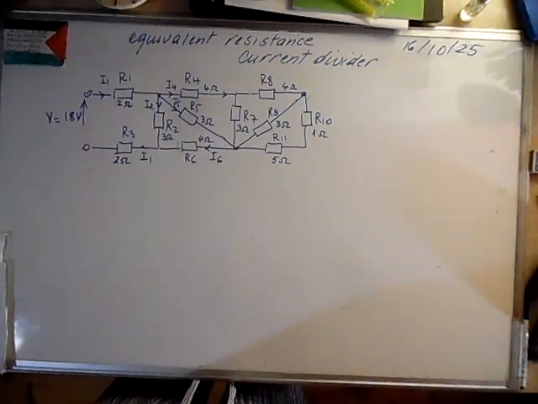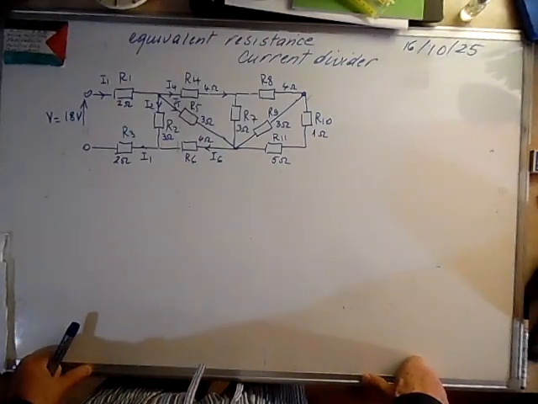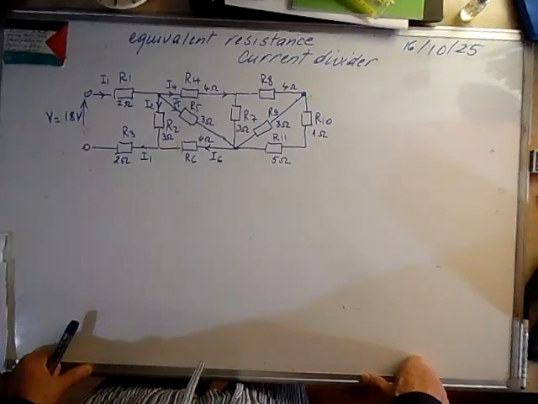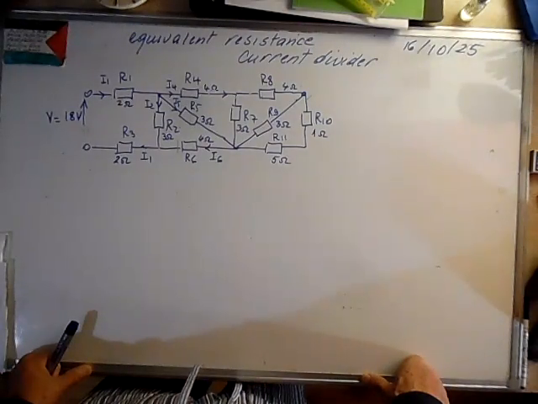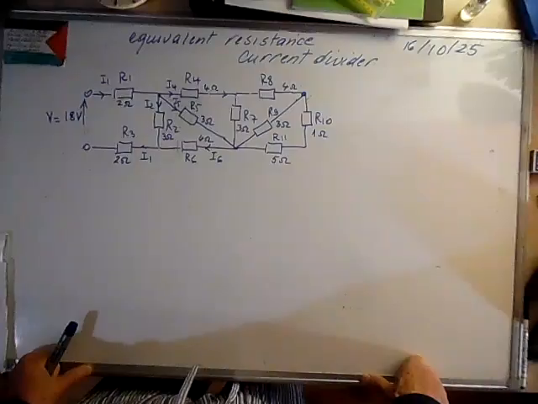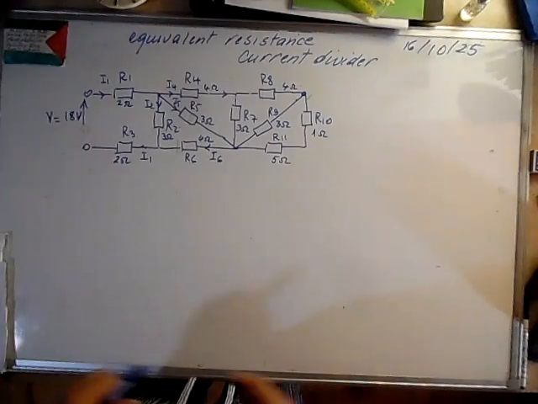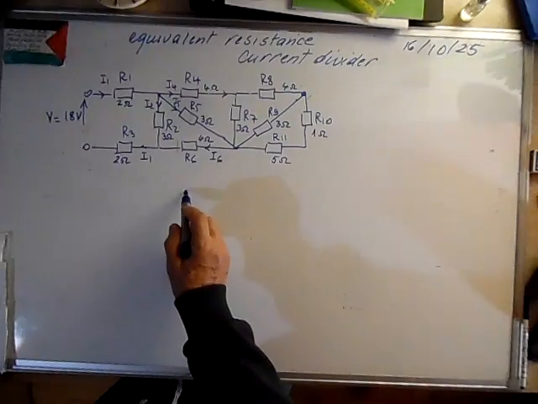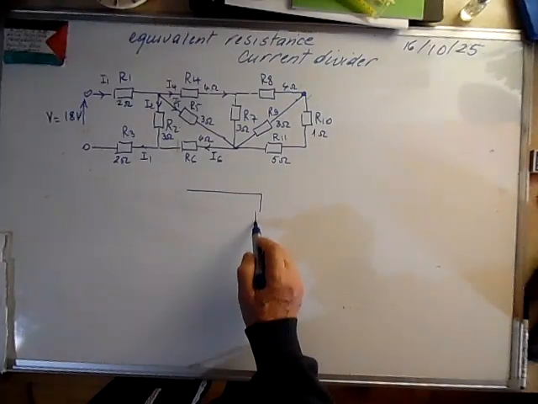Morning. Suppose we have a circuit like this and we are asked to calculate the current in the branches. It looks a little bit complicated, but we will manage to solve the problem. First of all, we have to calculate the equivalent resistance, and later we'll use the current divider to calculate the rest of the currents. I will give you the equations for the current divider.